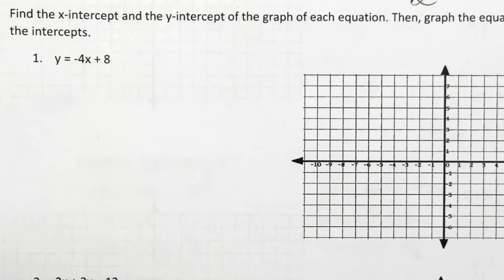And what do the y-intercepts have in common? The x is 0. Good. On every y-intercept, the x will be 0. On every x-intercept, the y will be 0. So that's how we find it in this equation.